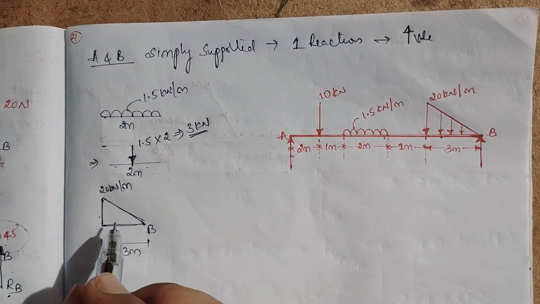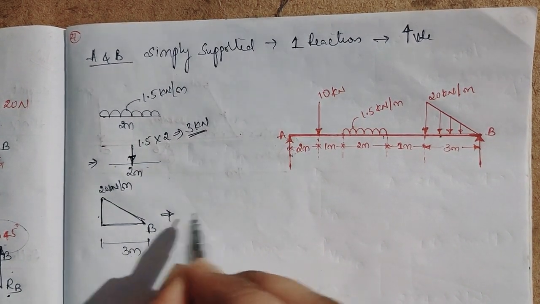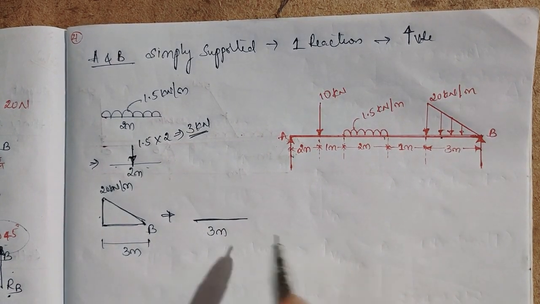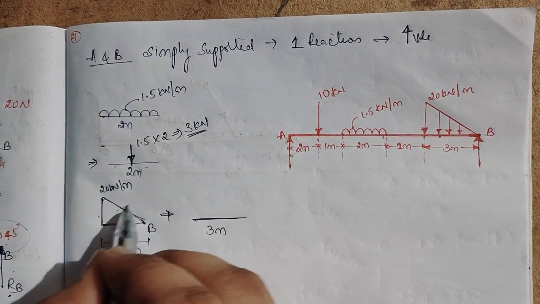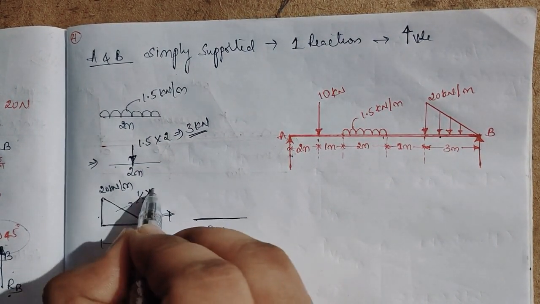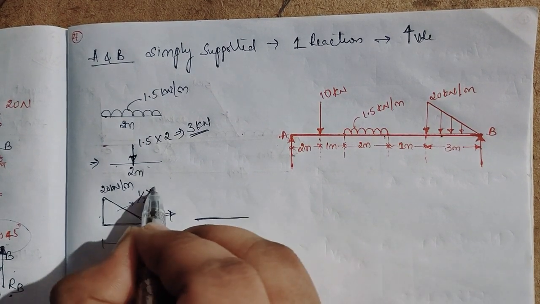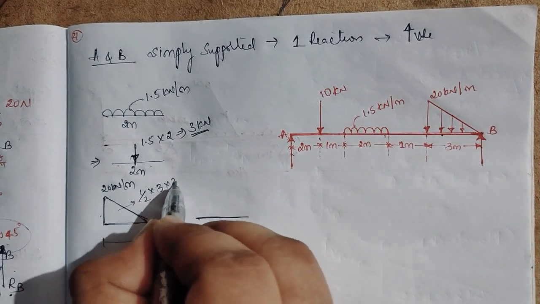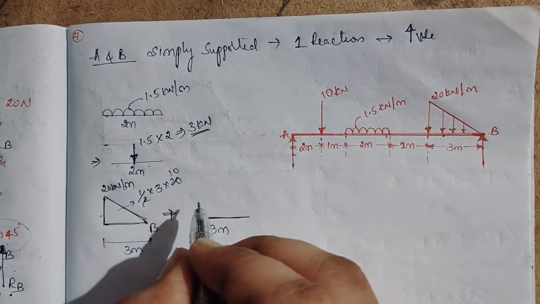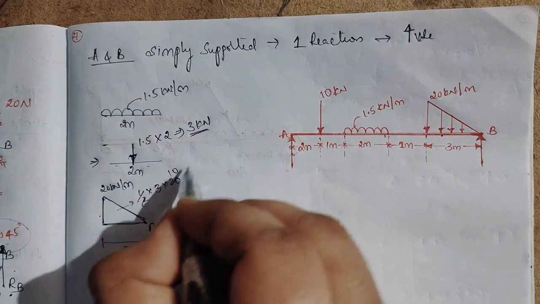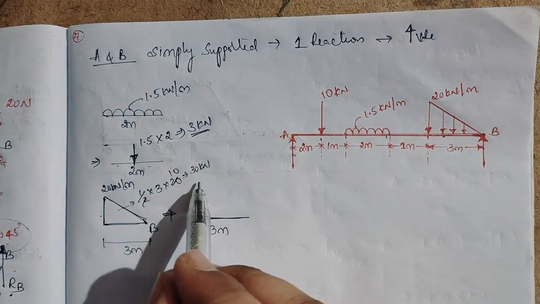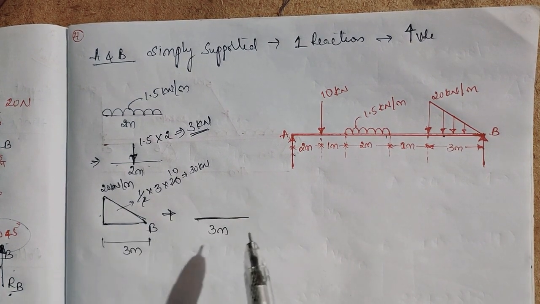Before that, we have to take how the point load acts. So take 3 meter span. Just calculate the area, half into breadth into height. So half into 3 into 20, 2 ones, 2 tens, so 10 into 3, that is 30 kilonewton. This 30 kilonewton, where will it act? From the base or apex, you have to decide.